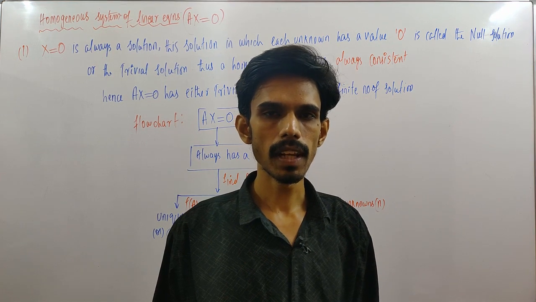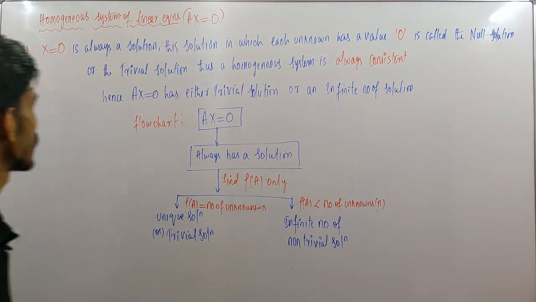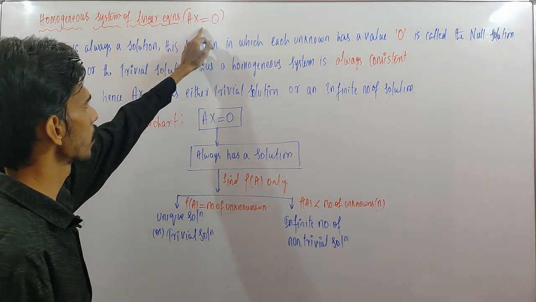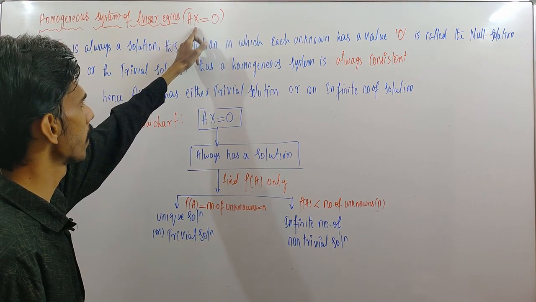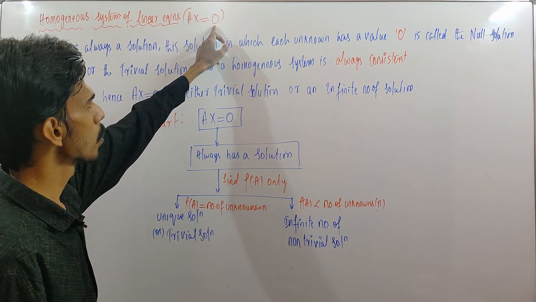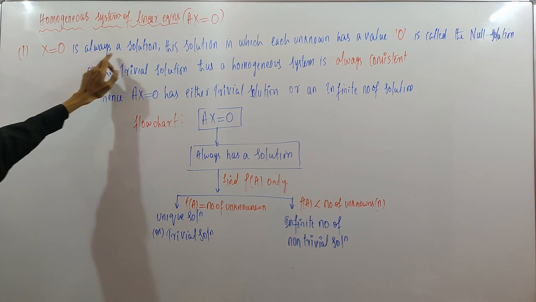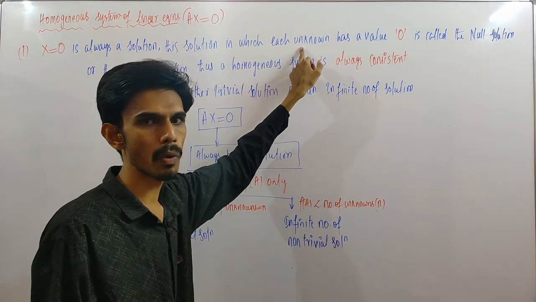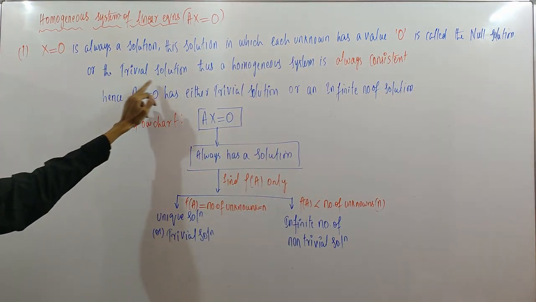In this video tutorial, I am going to discuss homogeneous linear system of equations. Now let us see here. Homogeneous system of linear equation is represented as AX = O in matrix form. Here A is the coefficient matrix, X is the variable matrix, and O is a zero matrix. Now X = 0, for variables x, y, z, is always a solution. This solution, in which each unknown x, y, z has a value 0, is called the null solution or the trivial solution.